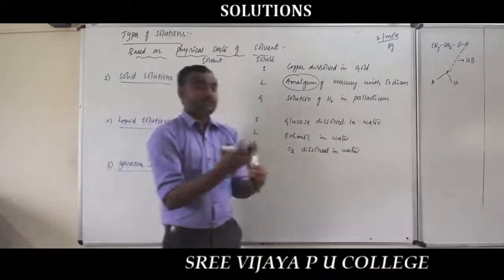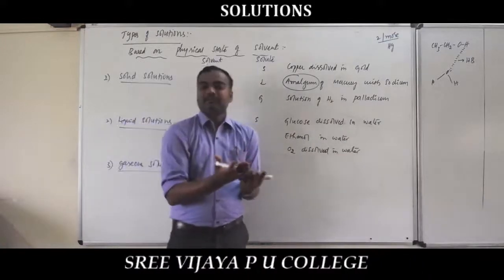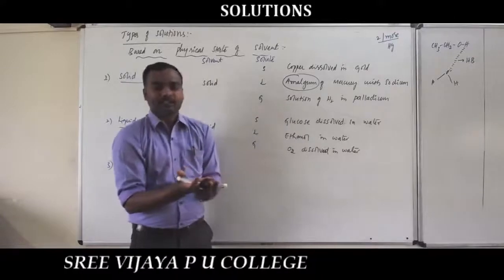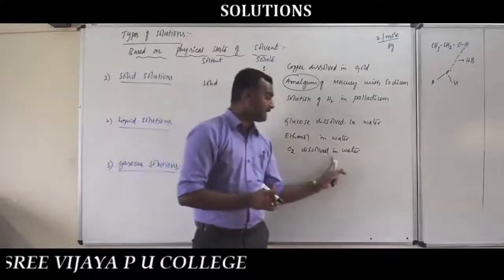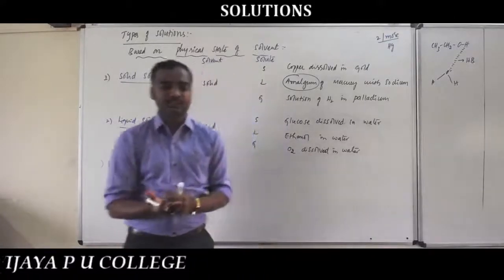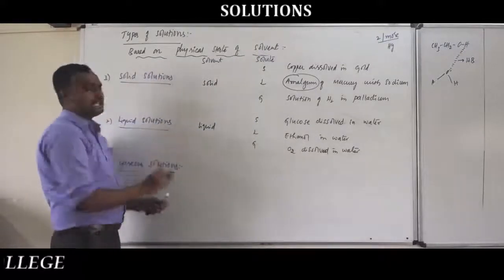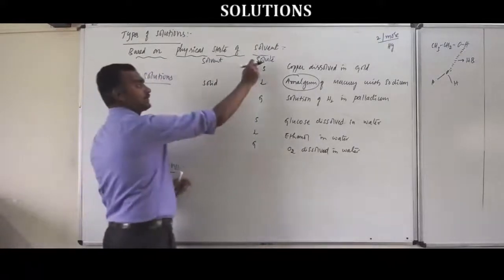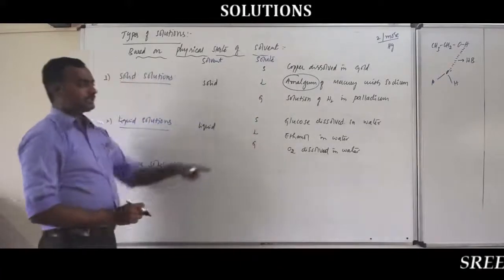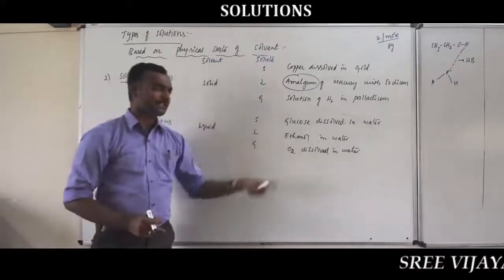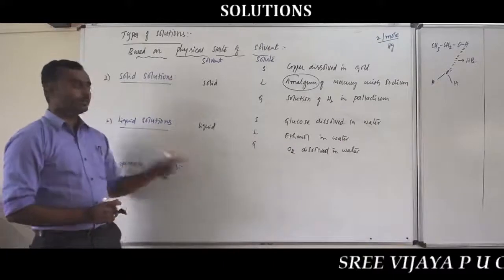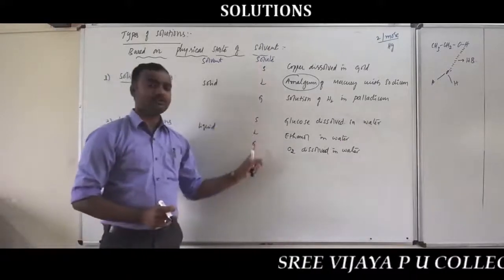Because there only water is visible, we cannot identify the oxygen, and we cannot say that oxygen has dissolved there. So therefore oxygen dissolved in water, again it is a homogeneous mixture, hence it is considered as a solution, especially a liquid solution in which the solute is a gas. So these are the examples for the liquid solution with the different physical states of solutes.